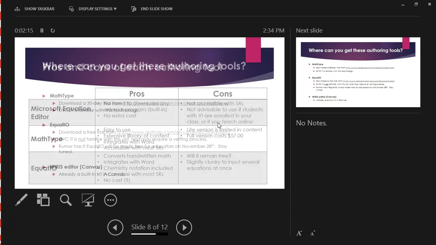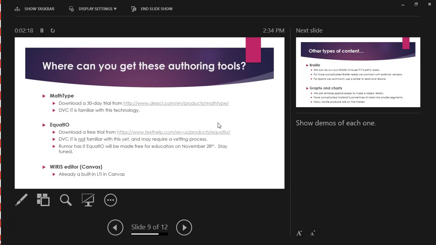Okay. Where can you get these? I know I haven't shown them to you yet, so I will do that. But MathType, you can download a 30-day trial, and this PowerPoint will be up online. I can send it to you individually as well if you want. There's a URL for MathType. DVCIT is familiar with this technology, as I said. We've purchased it for our department. Equatio, you can download a free trial as well. DVCIT is not yet familiar with it, and they may be reticent about downloading it. It might require some sort of vetting process.